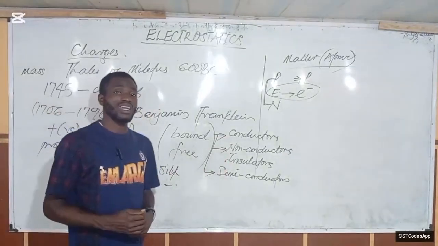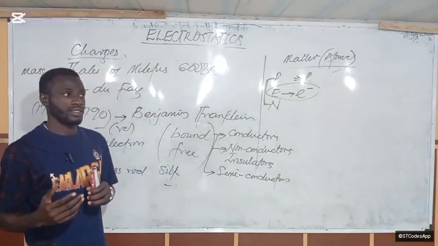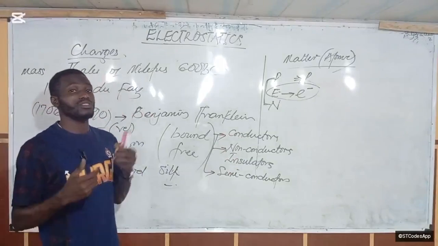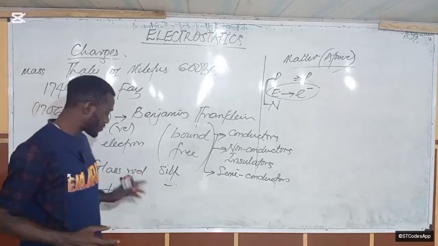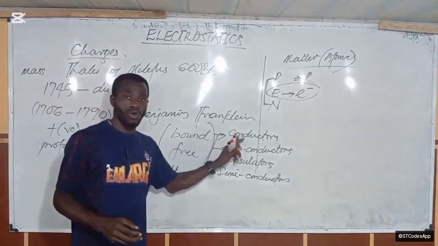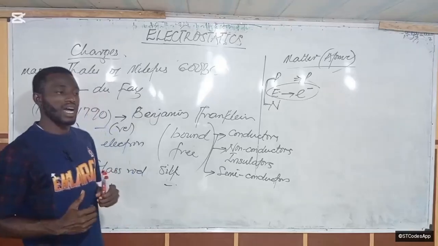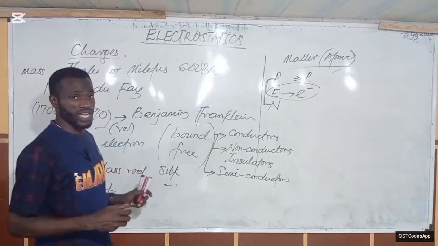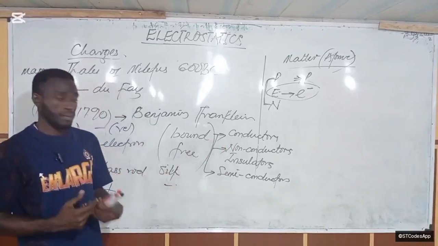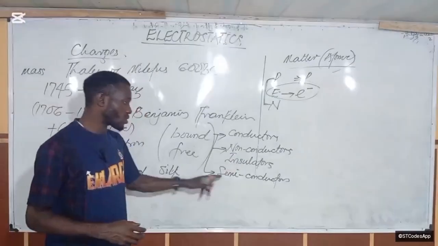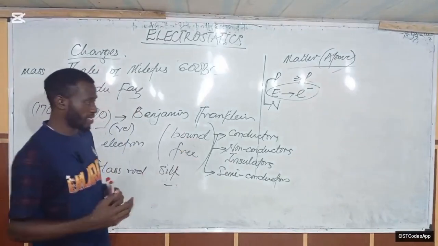Now, substances that can allow electricity to pass through them, or that have an abundance of these free electrons, are called conductors. While substances that do not have an abundance of these free electrons, and in fact are very hard to charge, are non-conductors. While semiconductors are just in between the conductors and the non-conductors, like I said before.